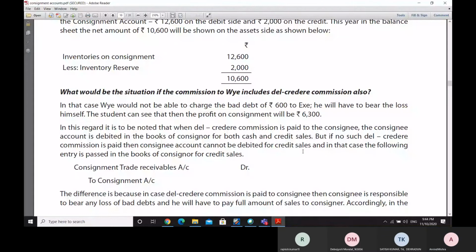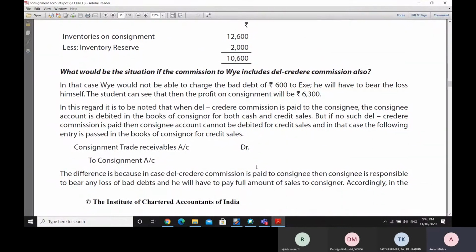And in that case, the following entry will be passed in the books of the consignor for credit sales. Now, in case of credit sales, the entry is passed like this: consignment account debit and consignment trade receivable account credited, and consignment trade receivable account will be debited.